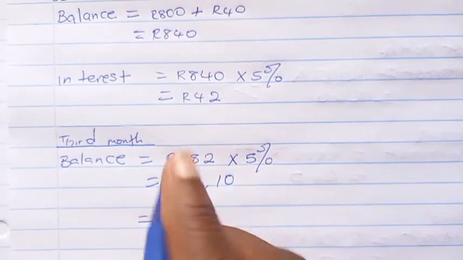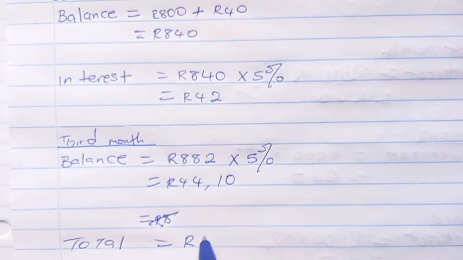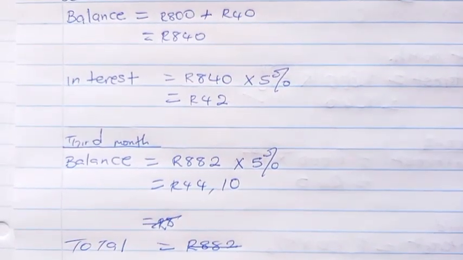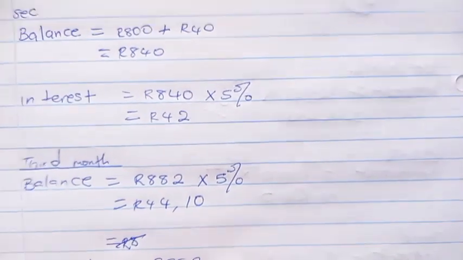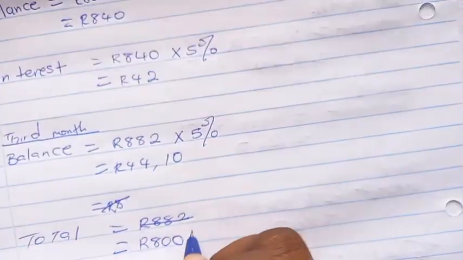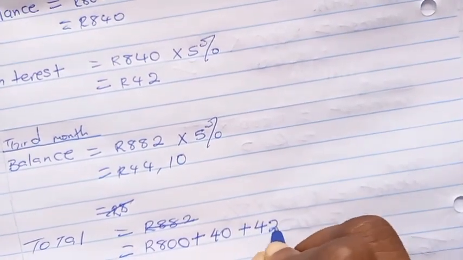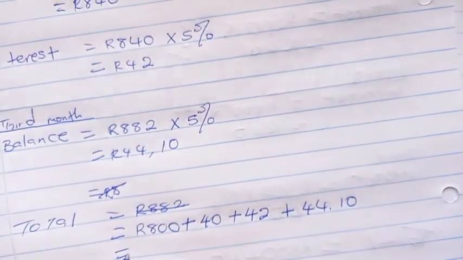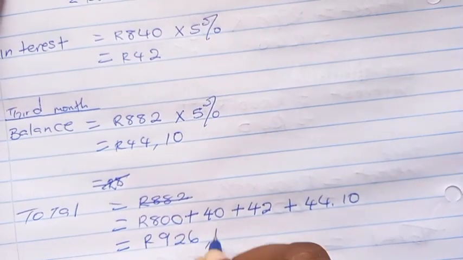So now we're good. Now we can say what the total is, because we're done. The total is equal to 882 Rands. Okay, let me not shortcut it. At first we borrowed 800 Rand, so we owe these people 800 Rand, and then in the first month they added 40 Rand as interest, in the second month they added 42 Rand as interest, and in the third month they added 44 Rand and 10 cents as interest, and in the end we ended up owing 926 Rand and 10 cents.